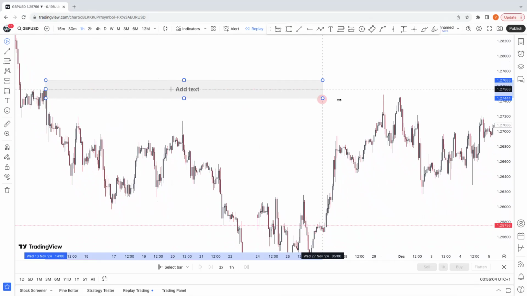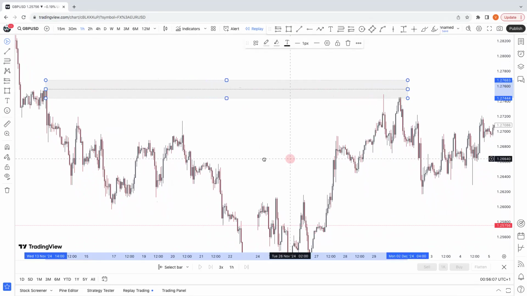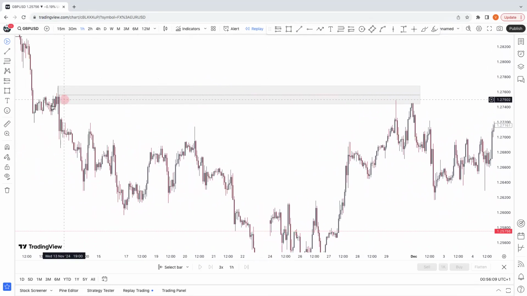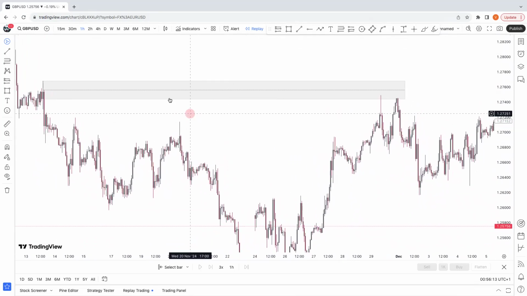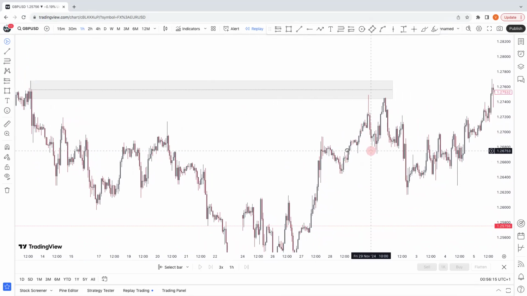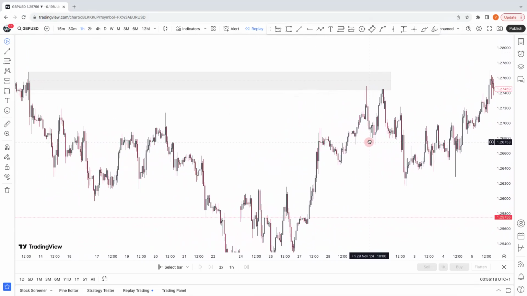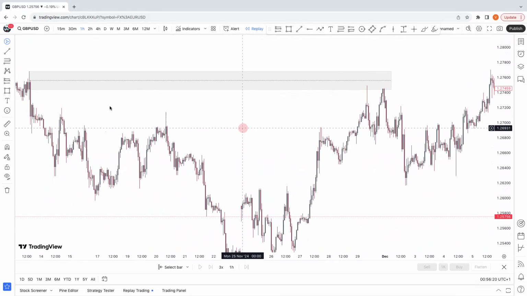So, just like this one now, look at how price sold. Price retraced after moving all the way down, and still sold from this zone, right? So guys, this is how you backtest your strategy. You just keep going back and look out for your structure, right?